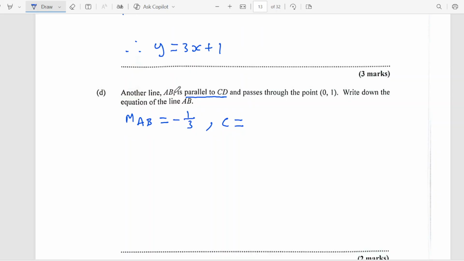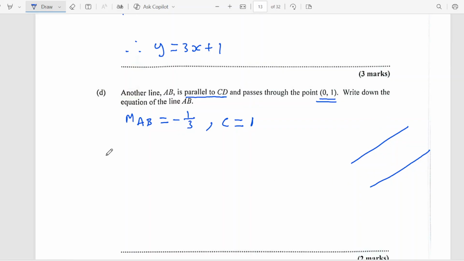They said another line AB is parallel to CD. So if we had CD going here, they're telling you another line AB is parallel to it. So it has the same slope, the same gradient, but the c, the y-intercept. So two things you could do here. You substitute this and the point in y equals mx plus c to solve for c, right? Or if you look at the point it's passing through, 0, 1. X is 0 and y is 1. So this here is your y-intercept, right? So c is equal to 1.